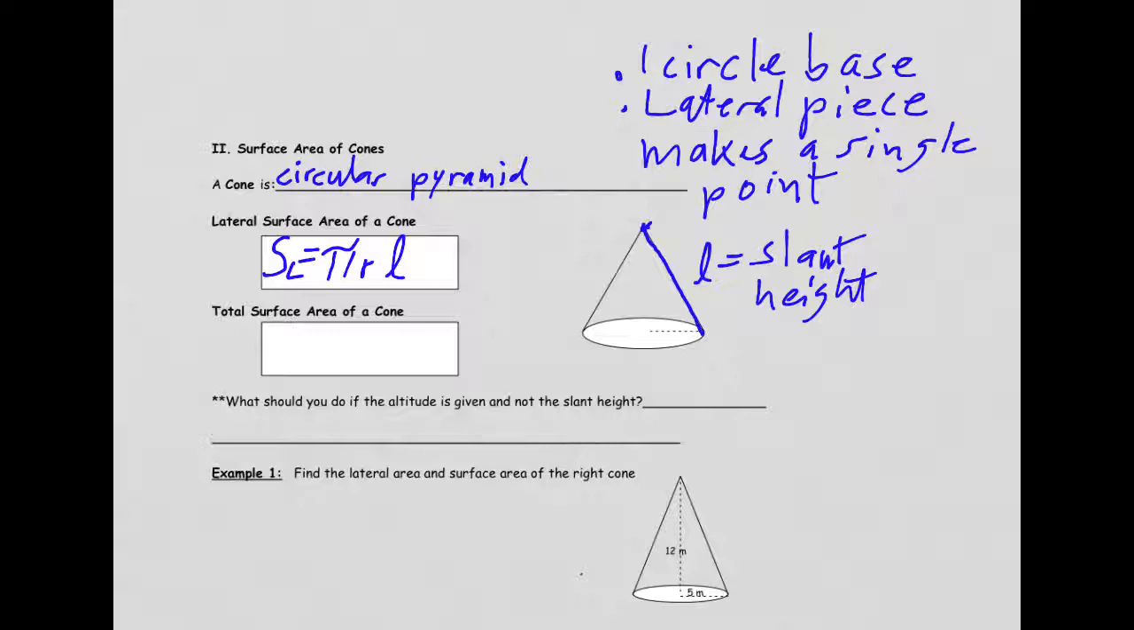All right. If you have the total surface area T, for total, you still have your lateral, which is pi r L, but you're going to add the area of the circle that's the base. And what is the area of the circle? Pi r squared, or big B.